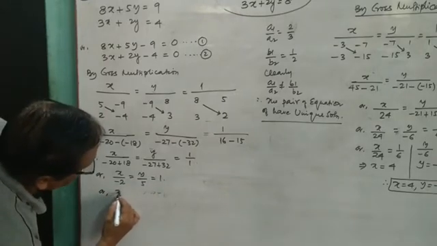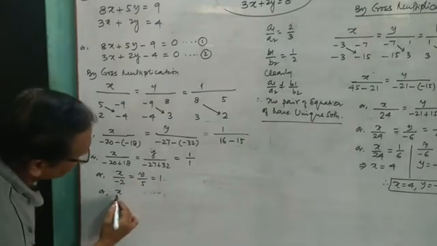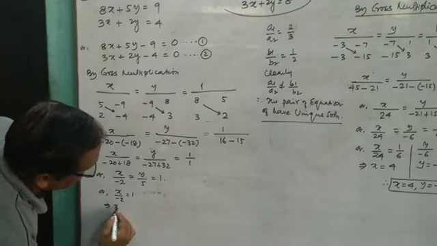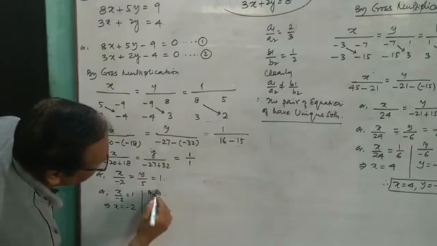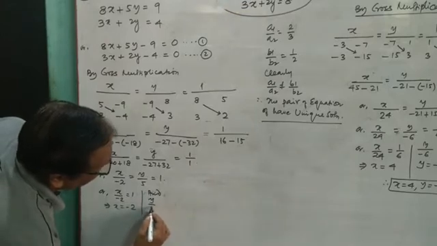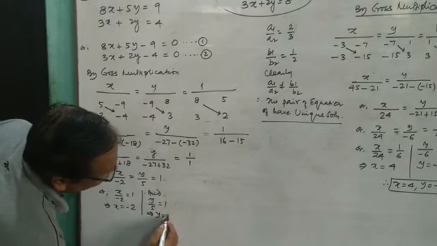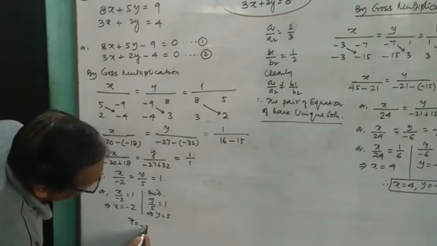Or first equals to second equals to third. It means first equals to third. X by minus 2 is equal to 1. That gives us x equals to minus 2. And second equals to third. Y by 5 equals to 1. That gives us y equals to 5. So our answer is x equals to minus 2 and y equals to 5.